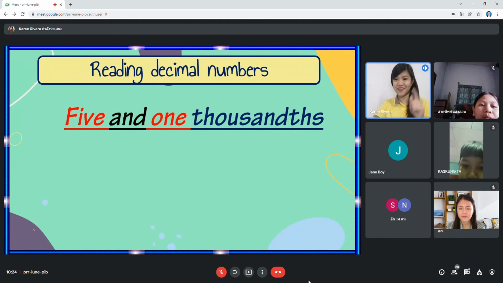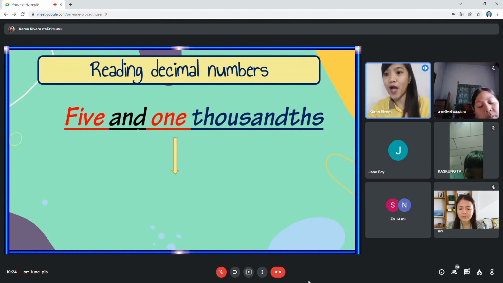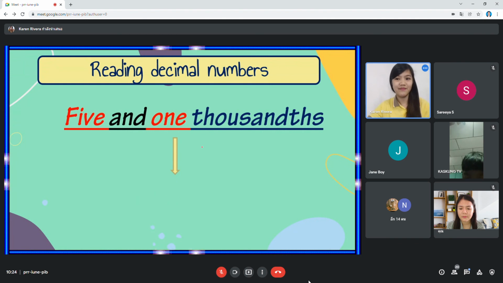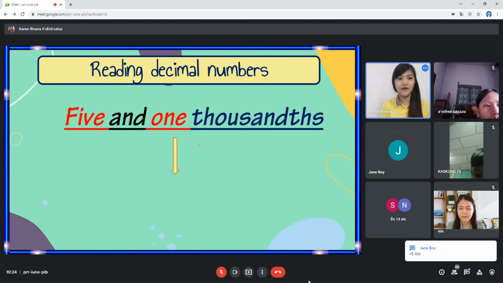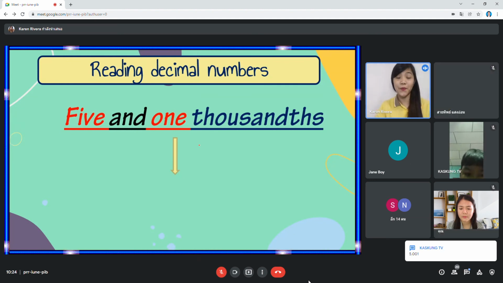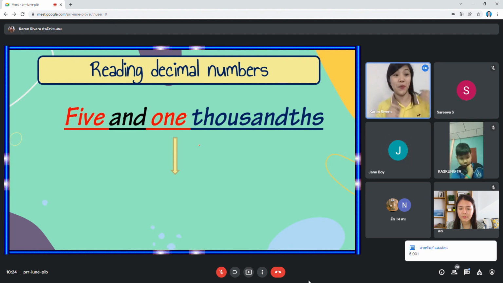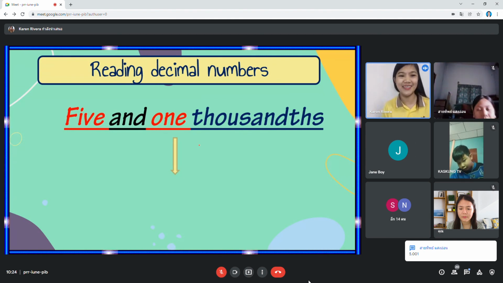Oh, this one very easy. What is that in number? 5 and 1,000. 5 and 1,000. Thousandths. How many decimal places? Can you write that? 1,000. Let's see if Kasanapon is correct. Anotay is correct. Let's see. 5 and 1,000.